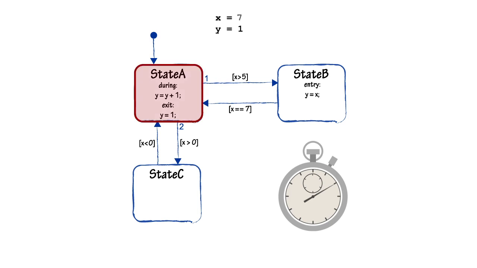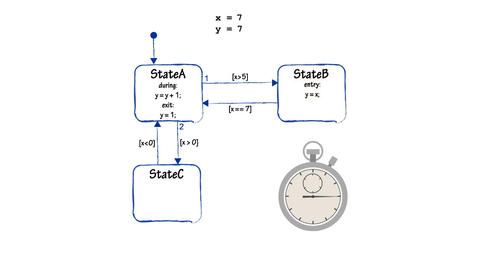Let's go back and start in state A again, but now let's assume x equals 7. This time, the first transition is valid, so Stateflow follows that one without needing to test the second transition. The state actions are executed in order. First, Y is set to 1 when exiting state A, then Y is set to 7 when entering state B. And once again, chart execution is complete for this time step. So even though x equals 7 and it looks like we could take this transition, we don't return to state A at this time step.